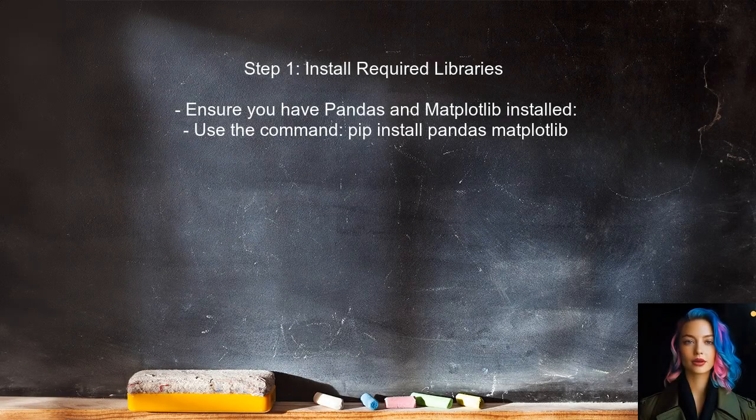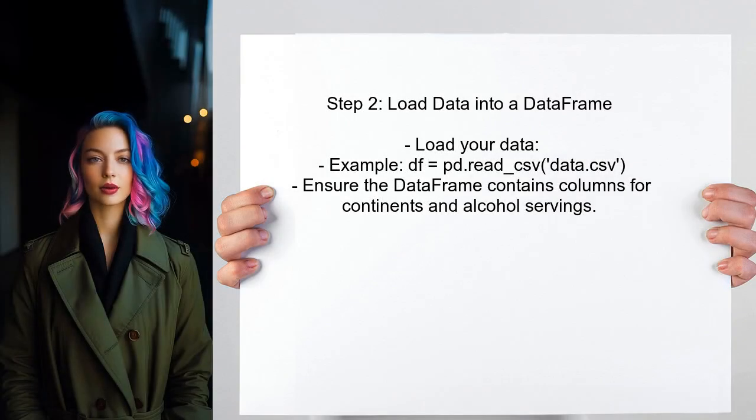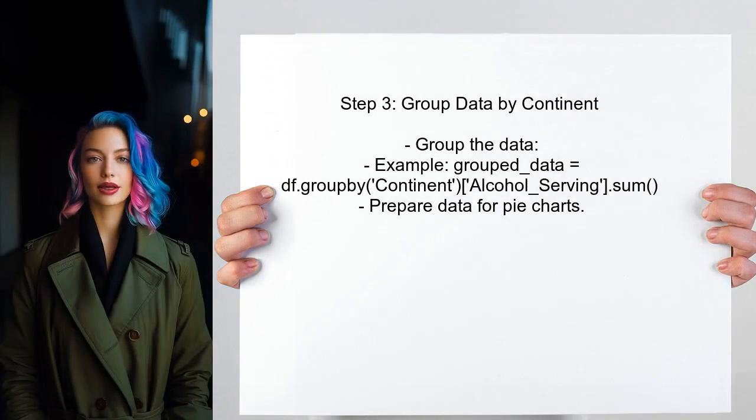To create multiple pie charts for each continent, the user should first ensure they have the necessary libraries installed. Specifically, they will need Pandas and Matplotlib. Next, the user should load their data into a Pandas DataFrame. This can be done by reading a CSV file or any other data source that contains the alcohol serving data. Now the user needs to group the data by continent and prepare it for plotting. This involves calculating the total alcohol servings for each continent.